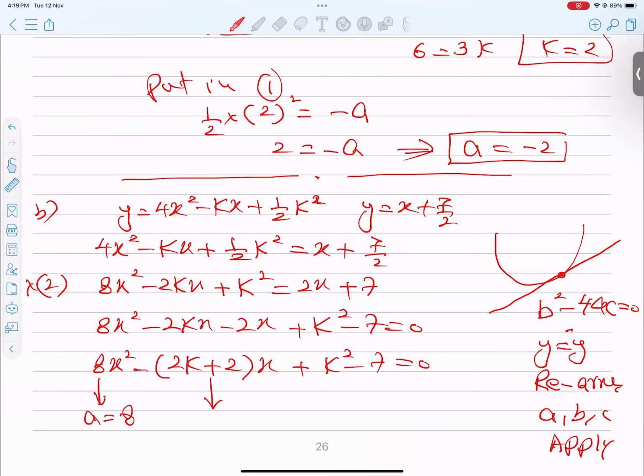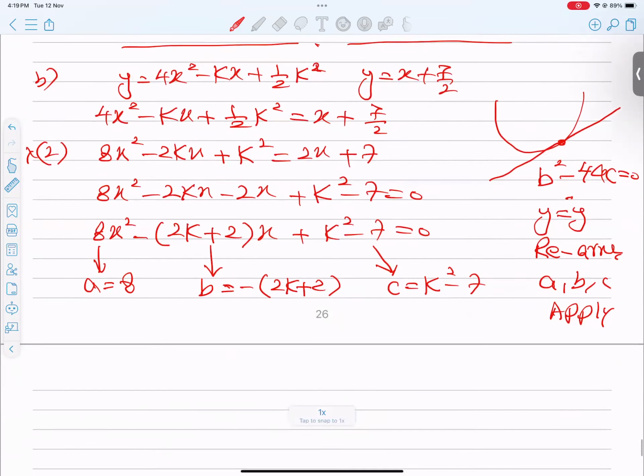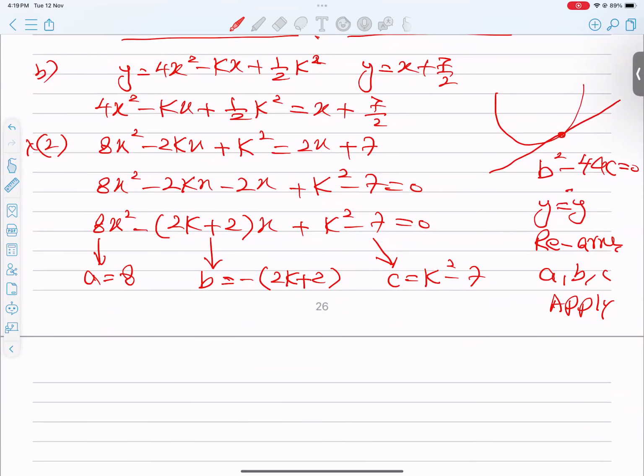This is called B, including the negative sign outside. Make sure. But if you don't take the negative sign, not a big effect. I will tell later what the reason is. And the C value is k squared minus 7. So I think up till here, all points are very clear to you.